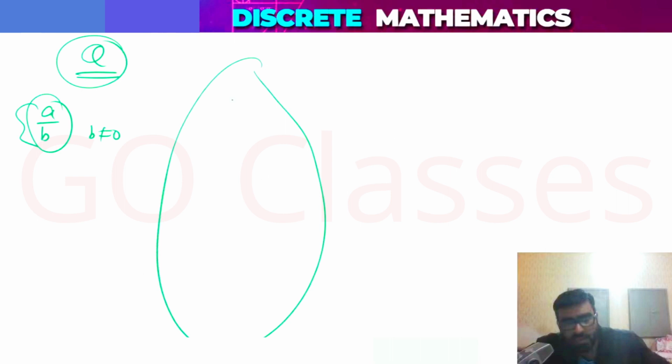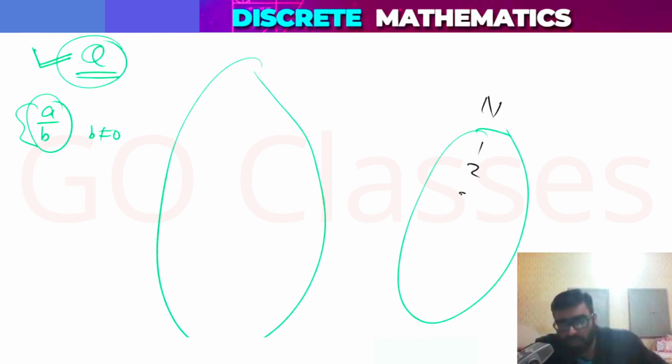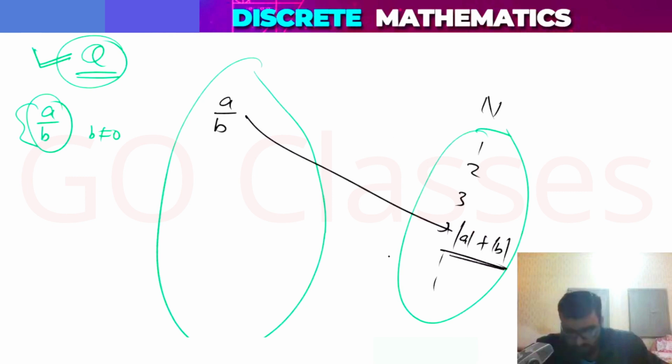Now I'm telling you that the set of all rational numbers is countable. So how to show it? Very easy. Just remember the countability lemma you need to apply. If you have any rational number a by b, what you do is assign this a by b to mod a plus mod b. This is what you do.